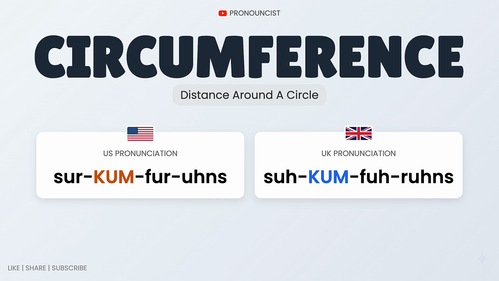In UK, stress cum. It's about a circle's edge. Circumference. Practice repeatedly and you'll soon be able to say this word perfectly. The best way to practice is to repeat the syllable multiple times. The meaning of the word is distance around a circle.